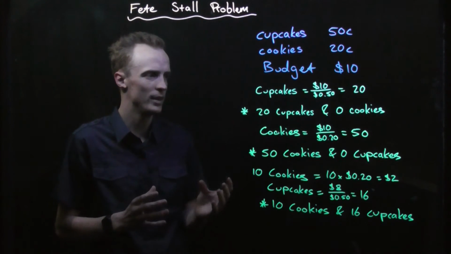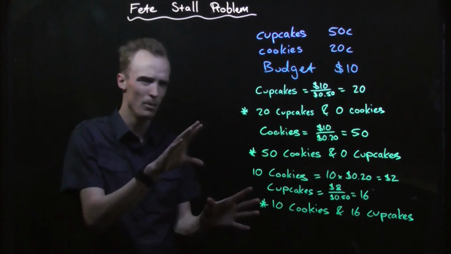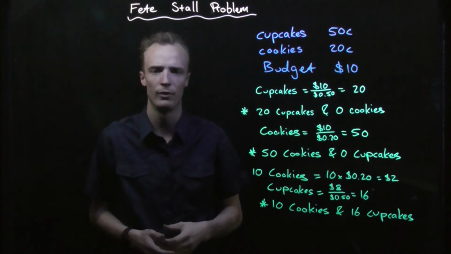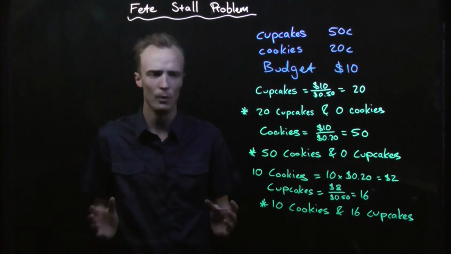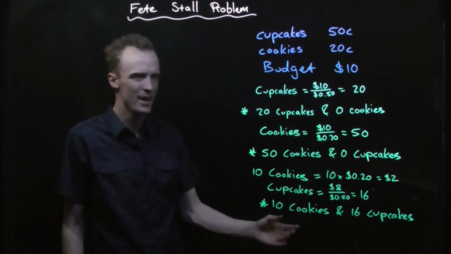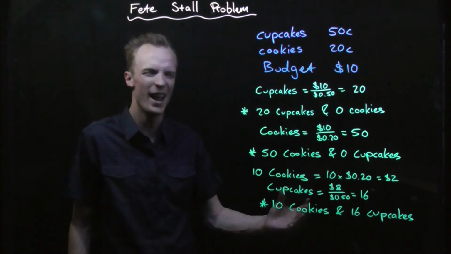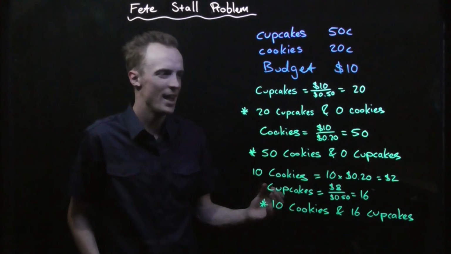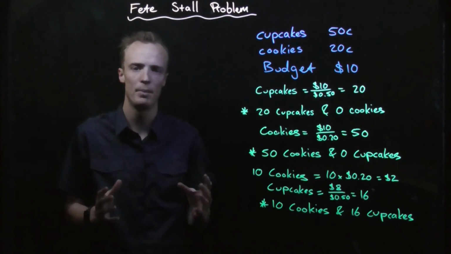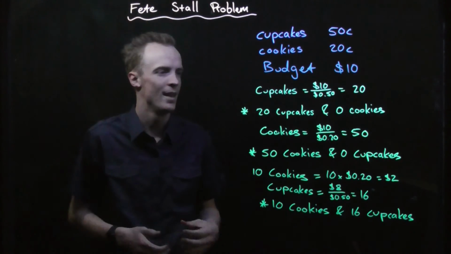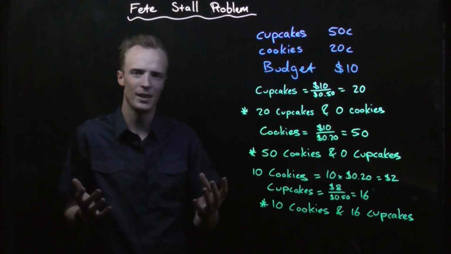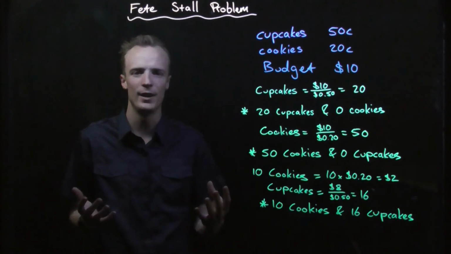So what I've begun to do is look at some of the different combinations that exist that use my entire $10 budget for my Fete. But what I want you to do before the next video is to investigate how many different combinations actually exist. How many different ways could I spend my entire $10 budget on the Fete? And we're going to use that information in our next video to start discussing what is known as the feasible region.